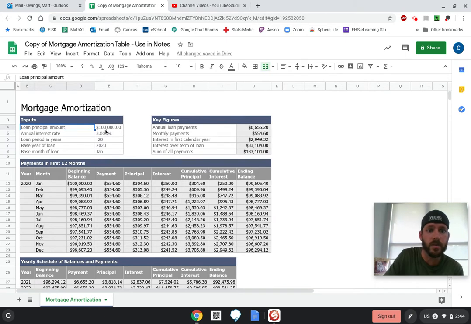So the loan principal amount, $100,000. Annual interest rate, the first row says 3%. Loan period, we're going for 20 years. And then base year of the loan, we're just going to buy it in 2020 in January.